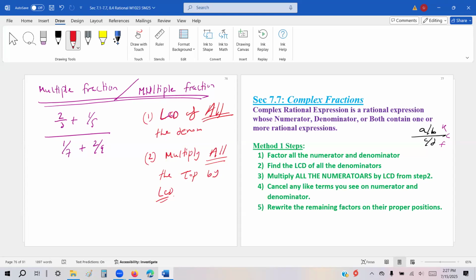Okay? So 2 types, 2 methods. If you have a single fraction divided by a single fraction, you just do keep change flip and then cancel, rewrite. If you have multiple fractions divided by multiple fractions, you cannot do keep change flip. Use LCD, take the LCD of all the denominators, not only numerator, all the denominators, and then multiply all the numerators, cancel, rewrite. Okay? Right?